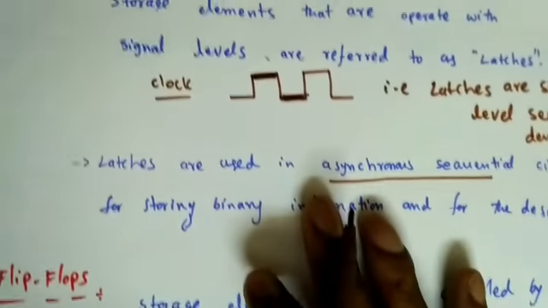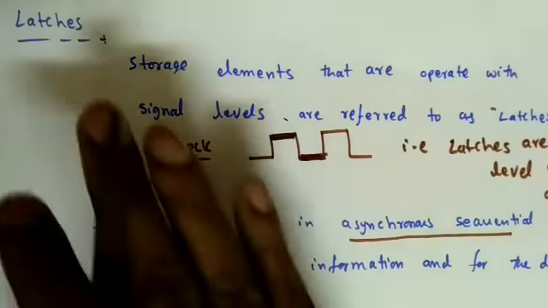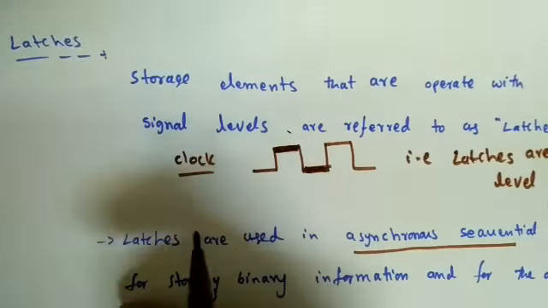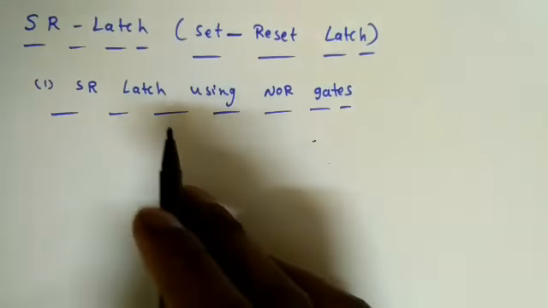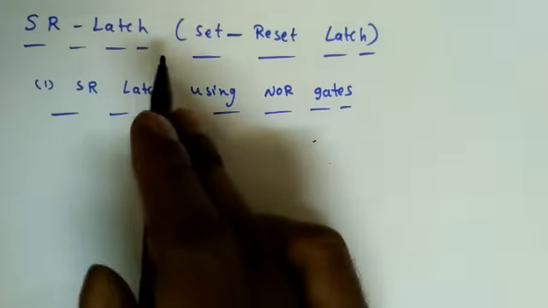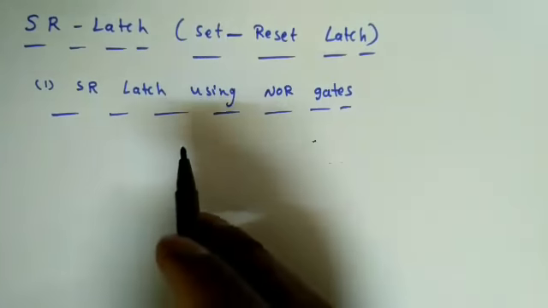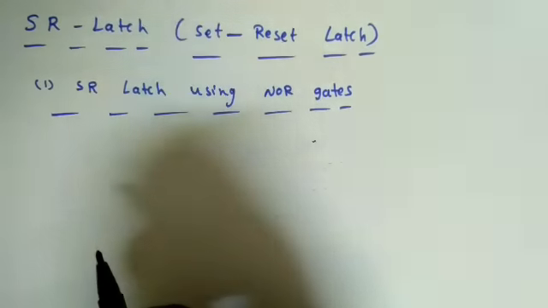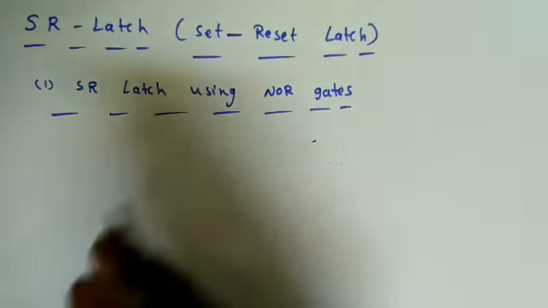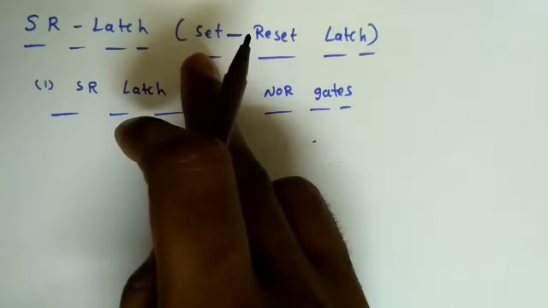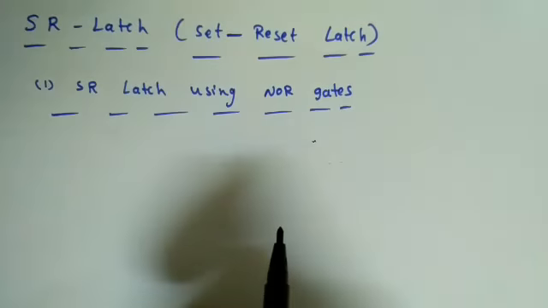Now we'll see what the different types of latches are, what their operations are, and how to design them. We will discuss the first latch, the SR latch, or set-reset latch. It contains two states, either one state or zero state. Set means 1, reset means 0, right?